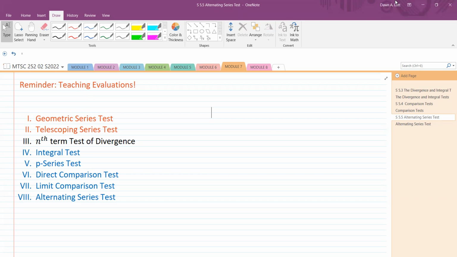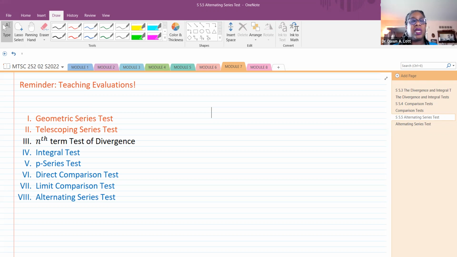Telescoping. Telescoping series, awesome. Which series test can I look at and create a function? And then if the integral of that function converges, then the series converges. And if the integral of that function diverges, the series diverges. That's the integral test.